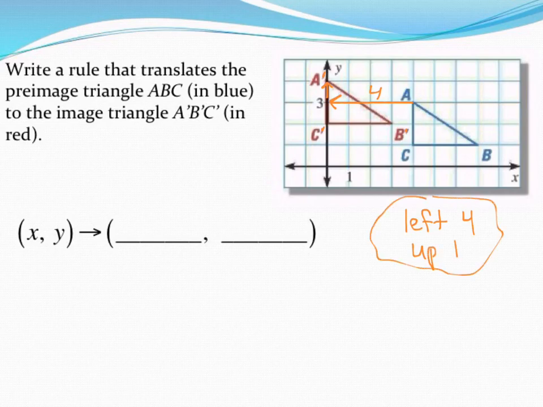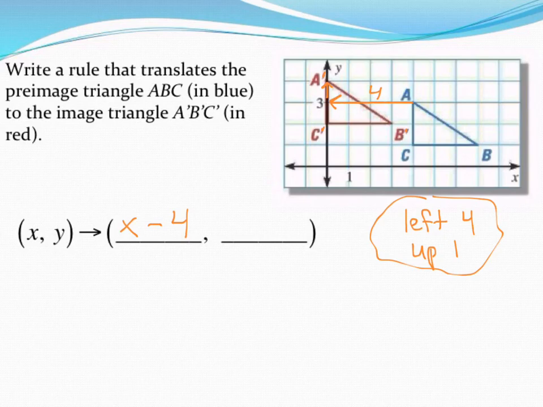However, I want to express this mathematically. So left 4, up 1 will help me express the rule, but that's not going to be the rule itself. So if I want to move to the left, that's going to be our x direction. And since I'm moving backwards in the x direction, I want to make sure that my rule is x minus 4 in order to shift this backwards.